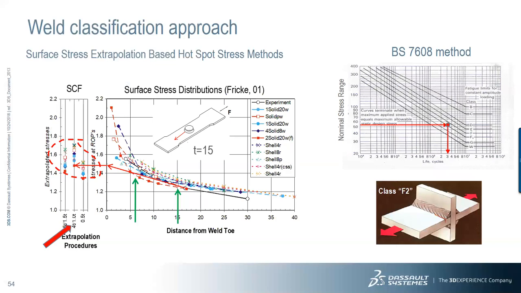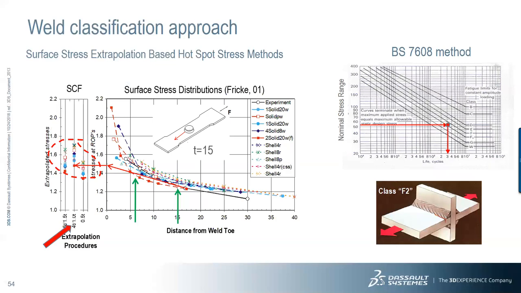If we look at the British standard method, which we do offer in fe-safe, one of the primary reasons we offer it is that a lot of customers demand it. There are users who have been using the British standard method at work, and they have their set procedures of doing things, and they would like to use fe-safe with the British standard method. So that's the reason we have it in there.